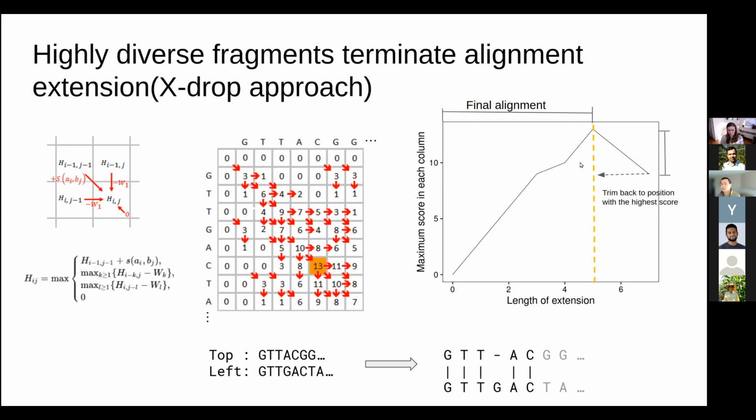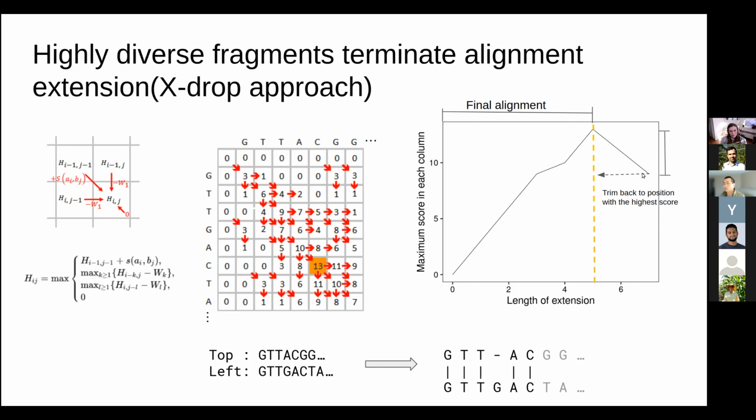If we find that the maximum score of a specific column is significantly smaller than the maximum score we ever reached, meaning the difference is larger than a preset threshold, then we stop the extension and generate the alignment from the maximum score back to where it started.